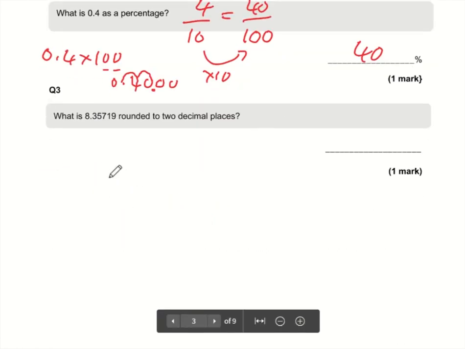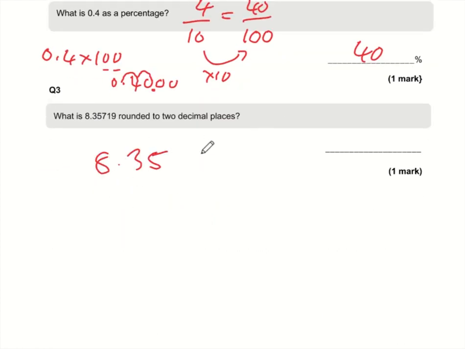Question number 3, we want to round this to 2 decimal places, which means we're interested in the value of the third decimal place. Anything beyond that we're not interested in at all. And if this number is 5 or greater, then the column to the left will move up by 1. 7 is greater than 5, so this 5 here will move up 1 to 6, so 8.36.